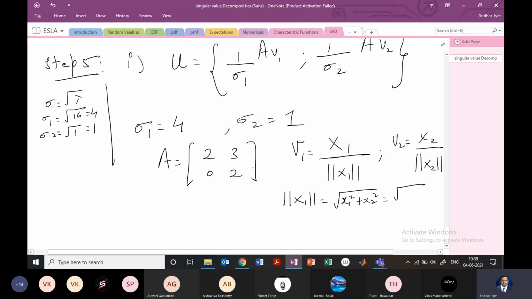Therefore the x1 value that we get is 1 square, which is the first value, plus 2 square. Therefore, you get root 5. Similarly, the magnitude of x2 you again get from the eigenvectors. If you see the eigenvectors, then x2 is negative 2 and 1, right? So what we'll get is negative 2 square plus 1 square. This will again give you 5, right?